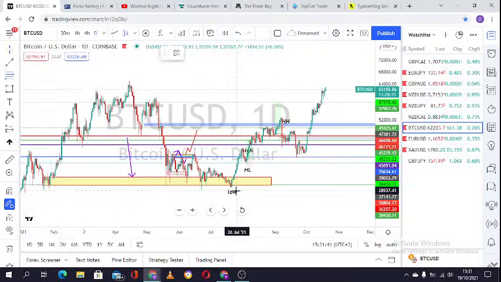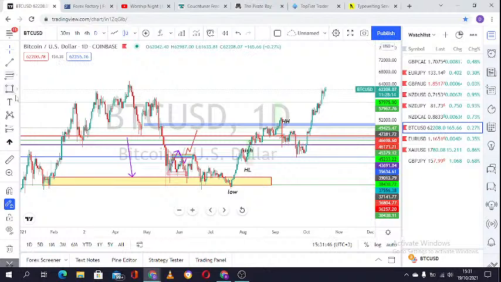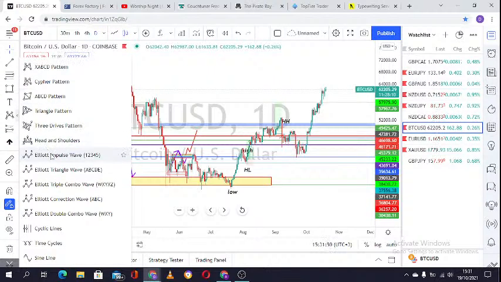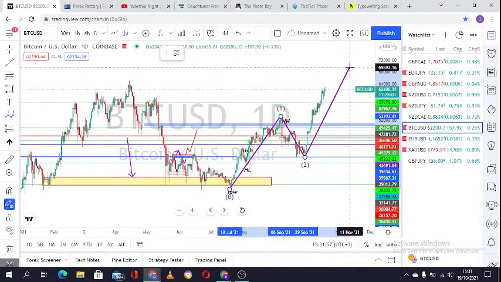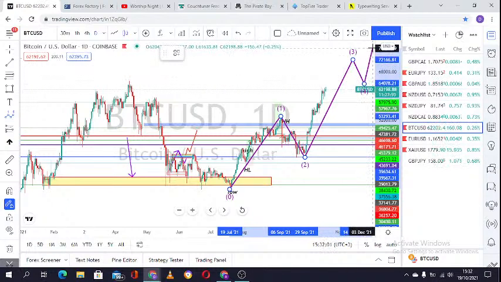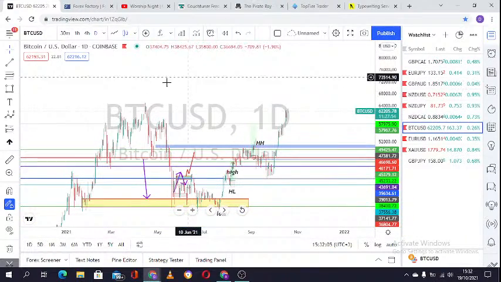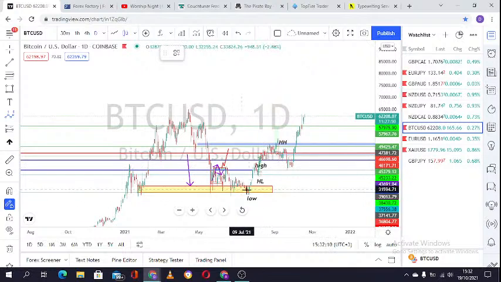Let me confirm this. Oh yes, this is an Elliott wave. Where is this Elliott wave? 0, 1, 2. So this is definitely going to be the longest wave. 4, and then 5. 5 is a small move. Sorry, let me just redo this, for anyone who knows what an Elliott wave is.